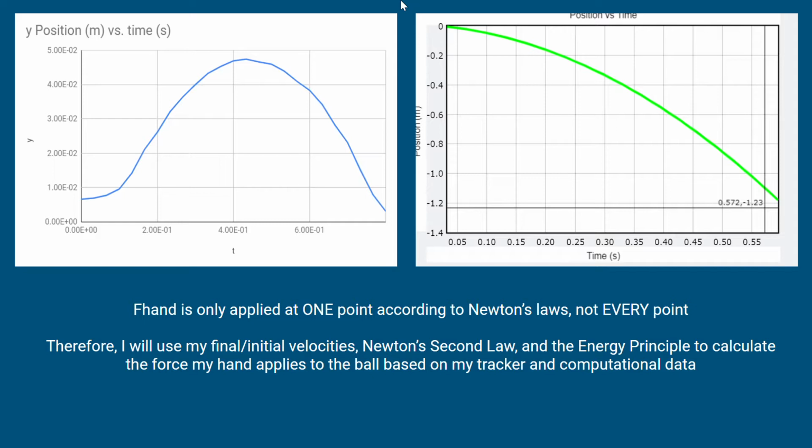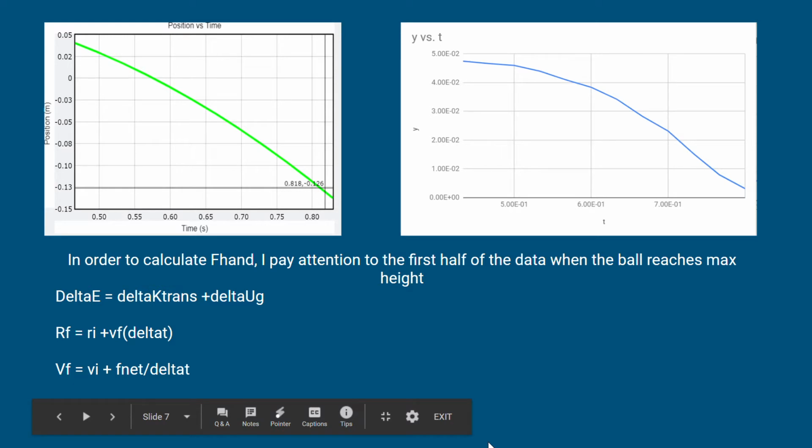But I will be using only the first half of the motion for this, because that is the period in which the force of my hand was in effect. So just to contrast, I changed my data, so I only looked at the second half of my motion, where the two graphs are now much more similar. The predicted motion is obviously much straighter because it doesn't have the human error that is taken into account in my Tracker data.